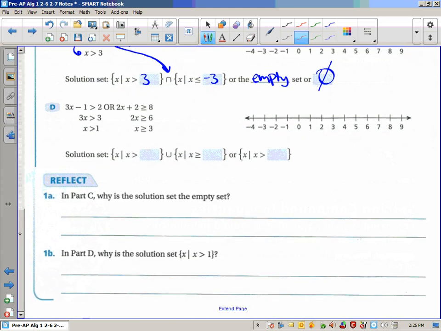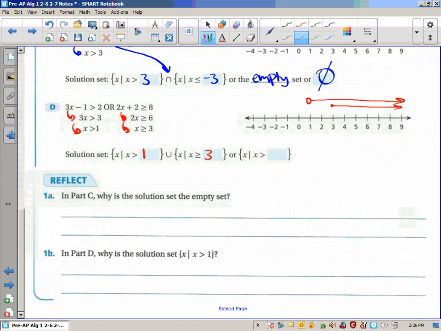Let's see what happens here. So we add 1 from here to here, divide by 3. Okay, subtract 2, divide by 2. All right, and we're at OR, so we're talking about union. x is greater than 1, x is greater than or equal to 3. So let's take a look. 1 is here, greater than, to the right. 3, filled in circle, to the right. Okay, here's another unique situation.